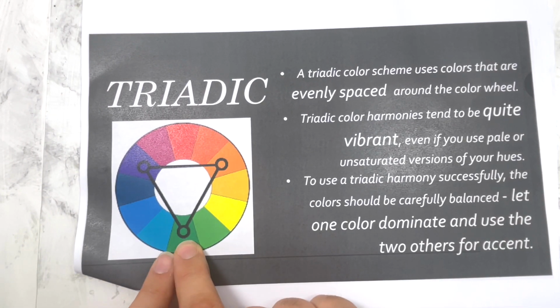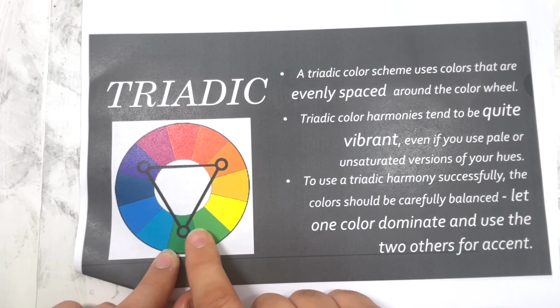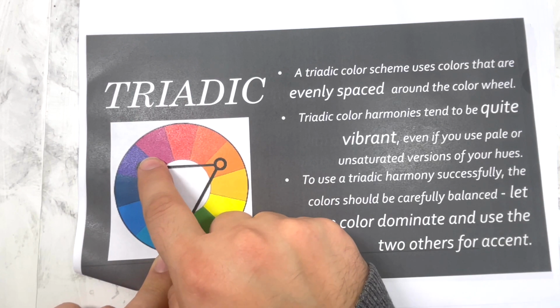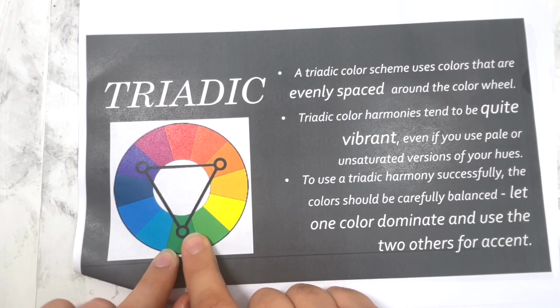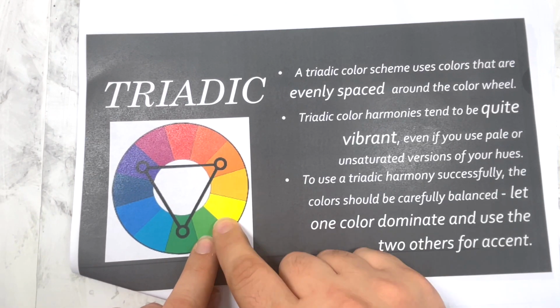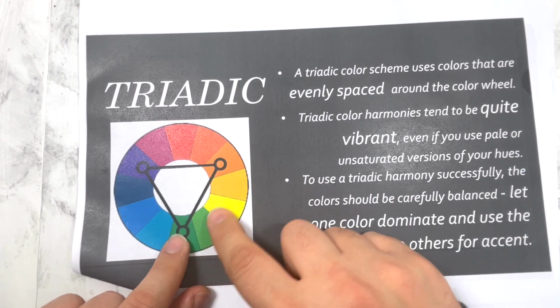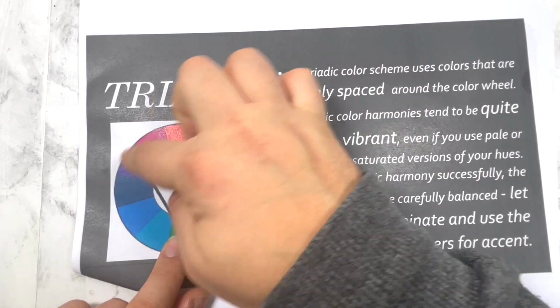So if you use this green, if you leave, I don't know, three spaces, for example, one, two, three, that's another color. Leave one, two, three, that's another color. One, two, three, there's another color. You can start from this and maybe leave two and use that one, two, and use that one, two. So you need to leave even space in the color wheel.